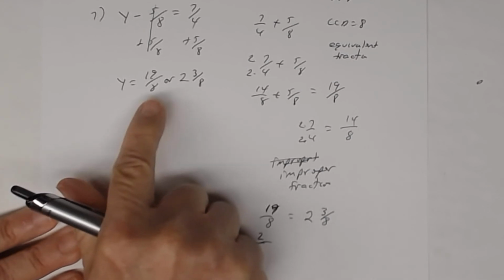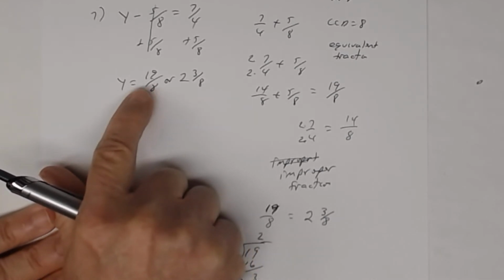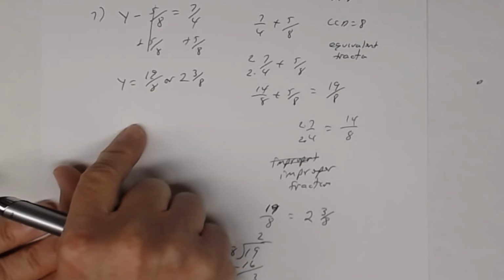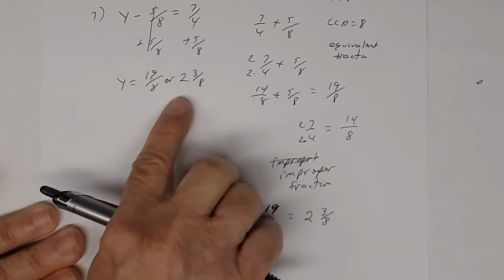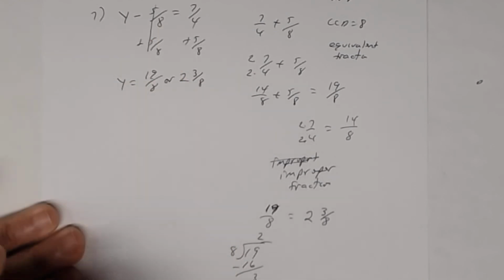It's okay to leave it as an improper fraction, but make sure it's reduced. You cannot reduce this. The only common factor that 19 and 8 have, the GCF, is 1. But you can write it as a mixed number. Just make sure you write it correctly. All right, so that is how you would deal with the fractions.